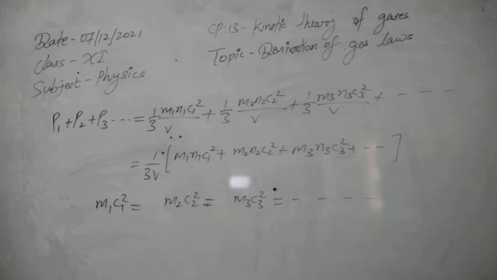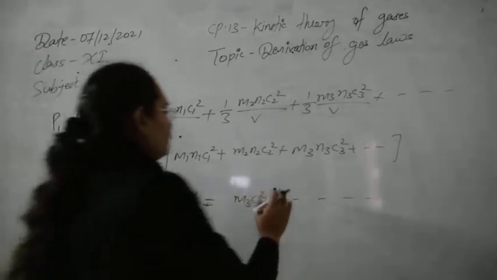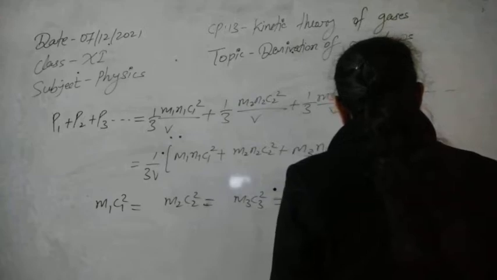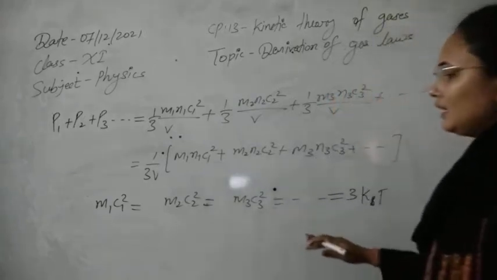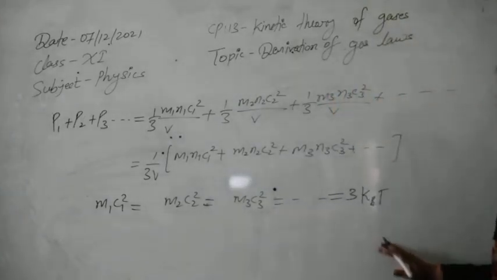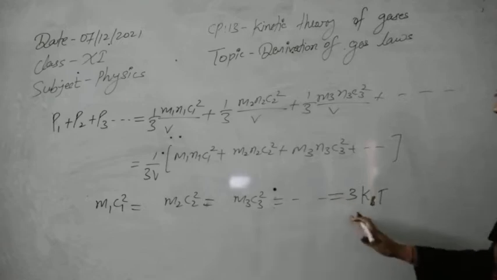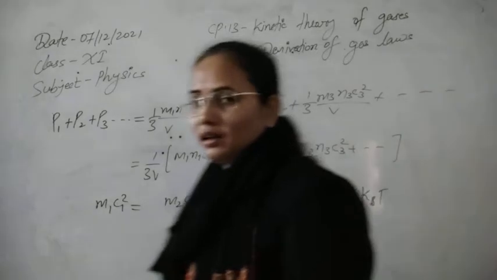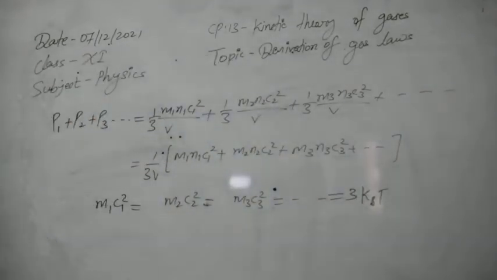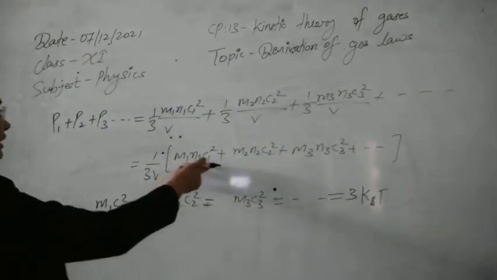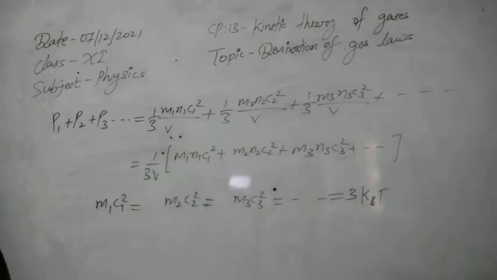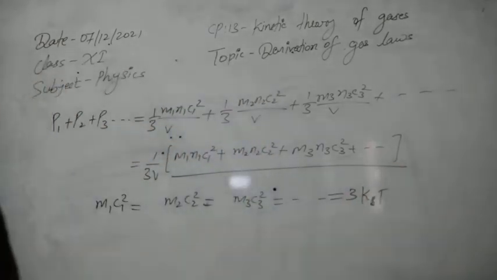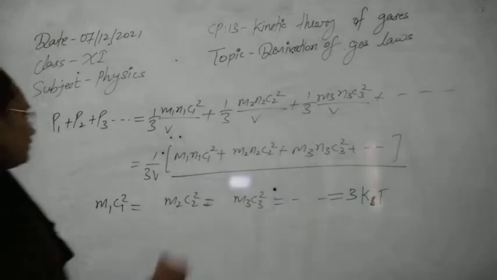And this is all equal to 3 kBT. As the average kinetic energy is equal to 3 by 2 kT, and we have removed 1 by 2 from both sides, we obtain 3 kT. So now we can put 3 kBT in place of m1 c1 square, m2 c2 square, m3 c3 square in this equation. So let's use that now.